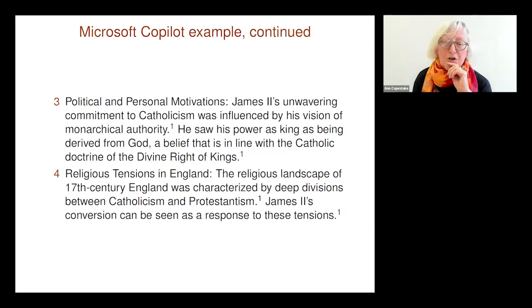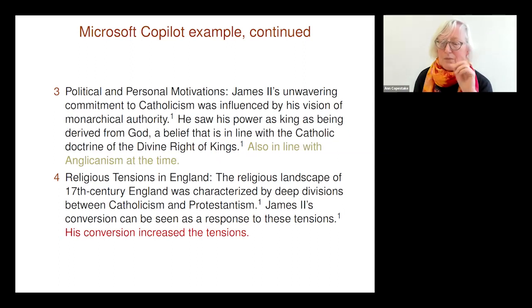Political and personal motivations, divine right of kings. Okay, that could be interesting. Bit peculiar though, because James II would have been Anglican before he converted, and this is perfectly in line with Anglicanism. And then this idea that religious tensions in England, James II's conversion can be seen as a response to these tensions. His conversion increased the tensions and led eventually to him being deposed in the so-called Glorious Revolution. So, okay, I wasn't terribly impressed by that.